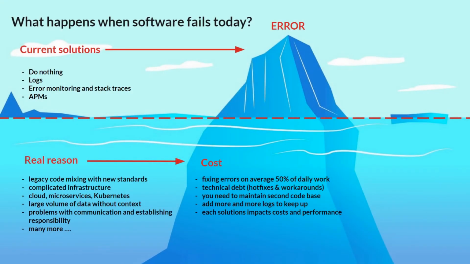When software fails, it is similar to the iceberg. We can see that something is wrong, but with current tools, we can only see the tip of the iceberg. Today's systems are complicated. We use different languages, we still support legacy apps and try to run them on Kubernetes while migrating to microservices or serverless functions.